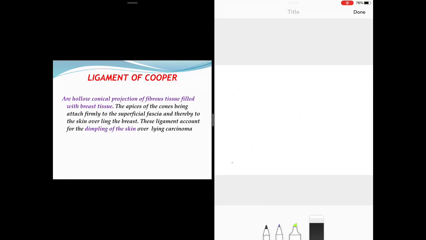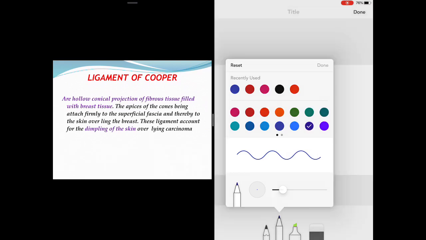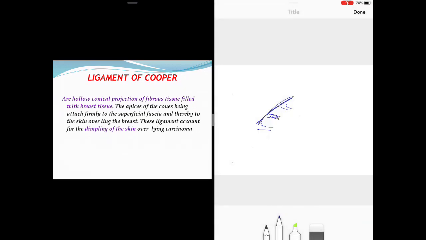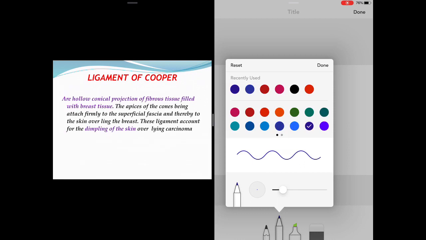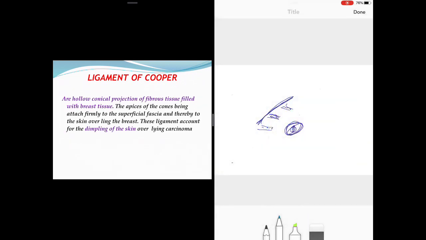Why? Dimpling of the skin occurs because, this is the skin, and this is the hollow viscus of Cooper's ligament containing breast tissue. When there is a CA breast, malignant cells will invade the breast tissue contained in Cooper's ligament, leading to fibrosis.